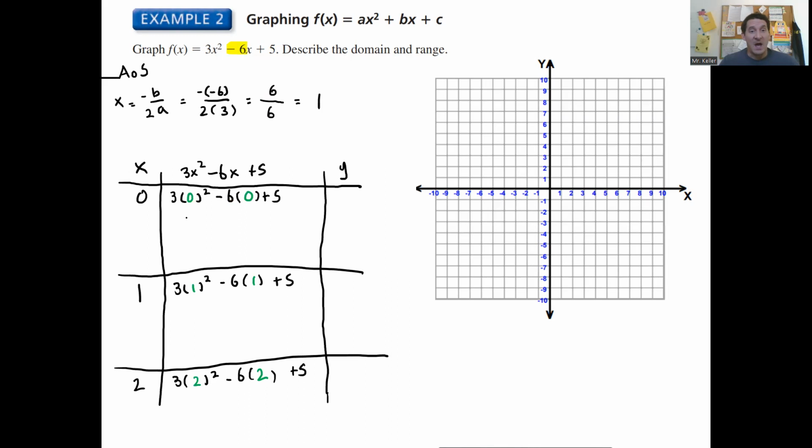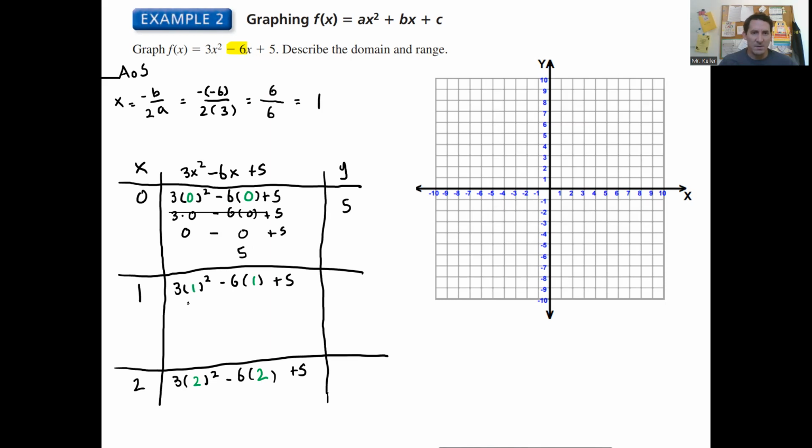So now evaluate this. Just take care of the order of operations. You need to do exponents first. So this would be 0 squared is 0. So 3 times 0 minus 6 times 0 plus 5. 3 times 0 is 0. Minus 6 times 0 is 0. Plus 5. 0 minus 0 plus 5 is just 5. So the y value is 5.